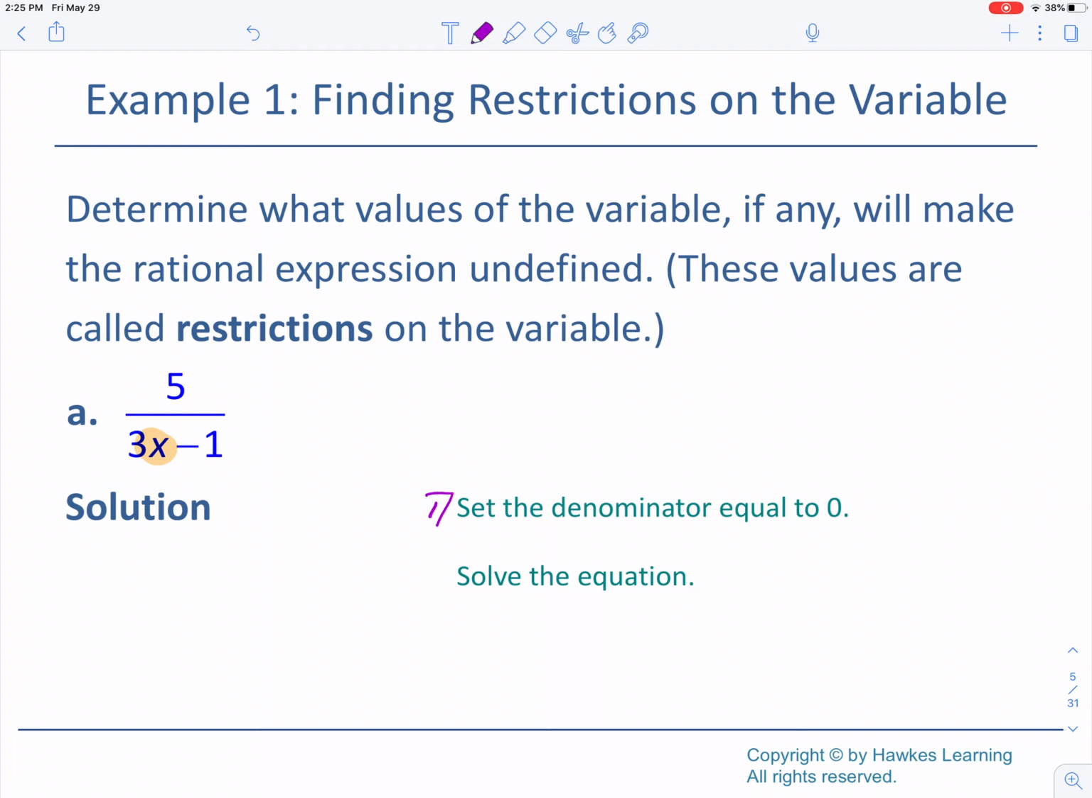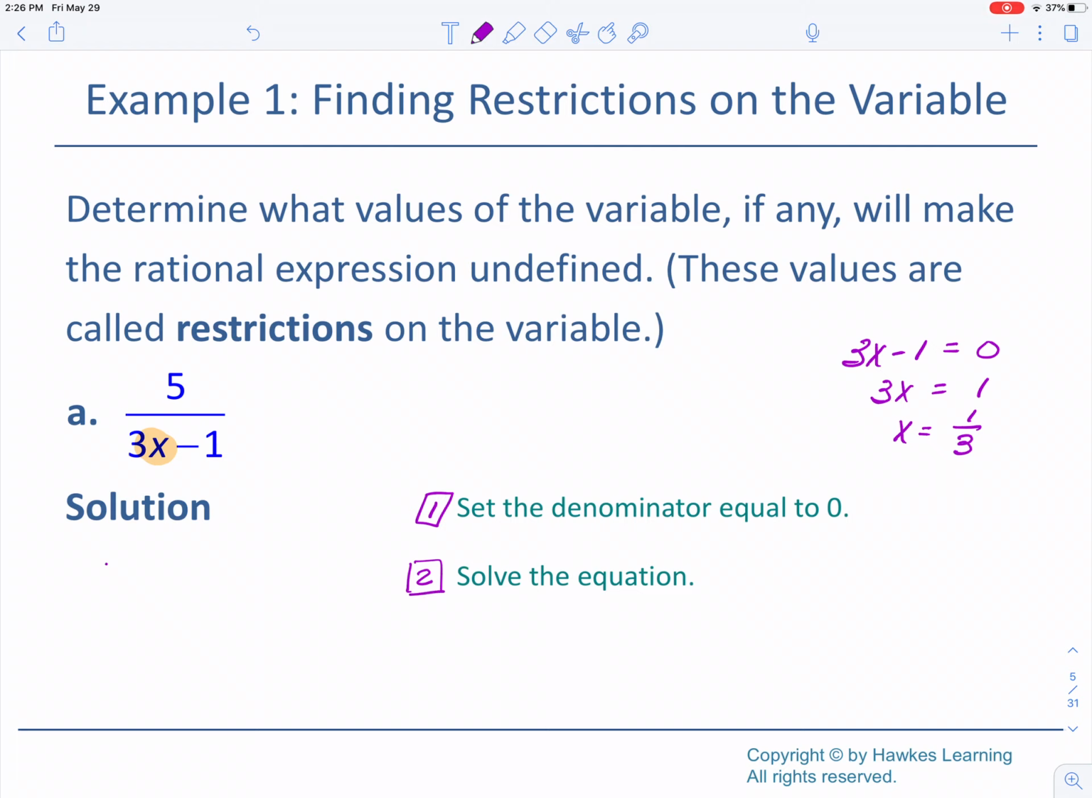You take the denominator and you deliberately set it equal to 0 and solve for x to see what would cause that to happen. What would cause this 3x minus 1 to actually equal 0? I'm going to add 1 to both sides to isolate the variable term, and then dividing by 3 on each side, I come up with x equals 1/3. So I just solved the equation. That was step number 2.